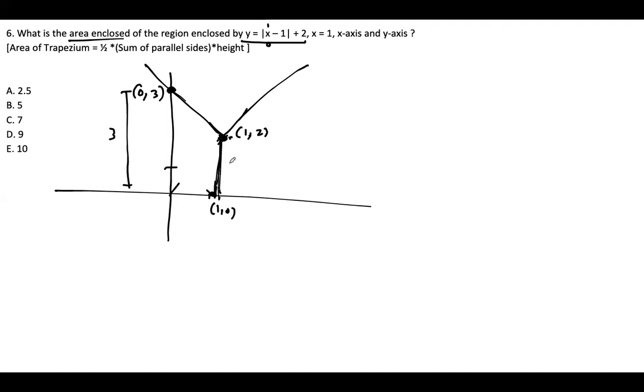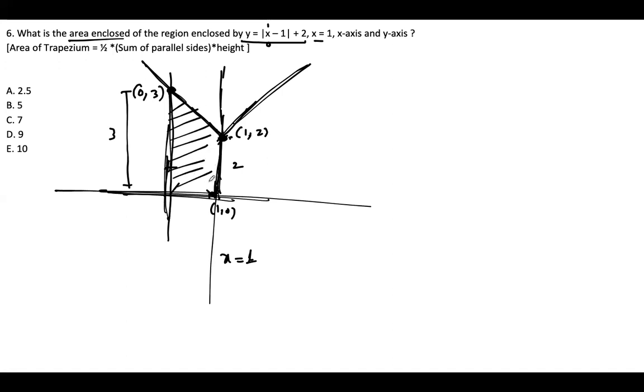This is 2. Now we were just talking about this graph. The question is saying, what is the area enclosed by this graph? x is equal to 1. What is x is equal to 1? This line. What is the x-axis? This line. What is the y-axis? This line. So the intersection of all of it. That means we need to find the area of this figure.